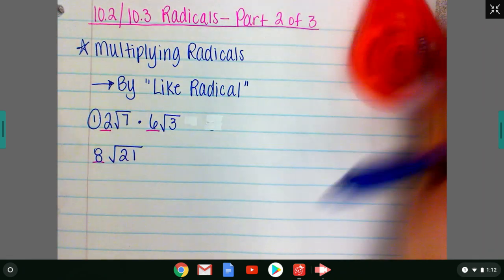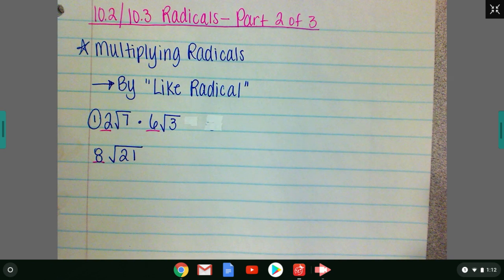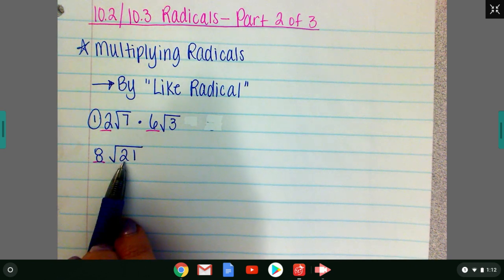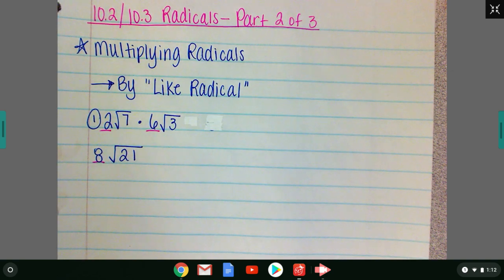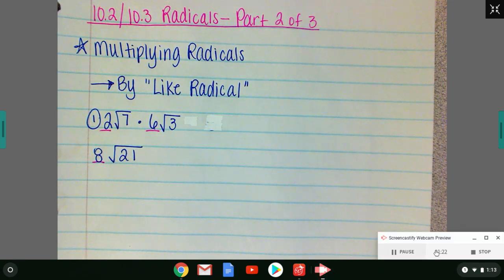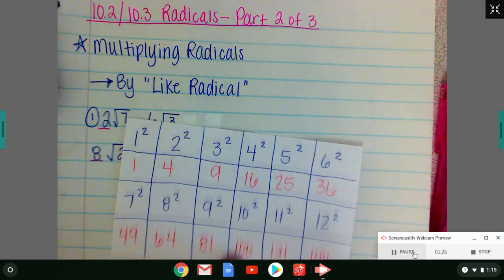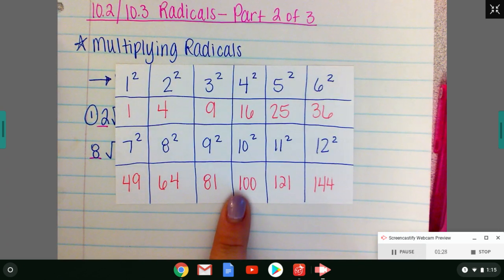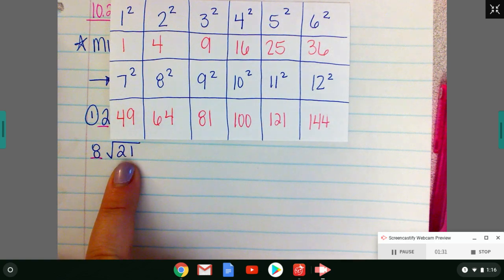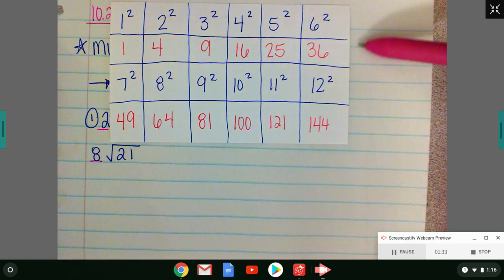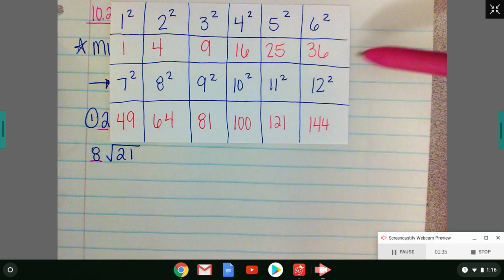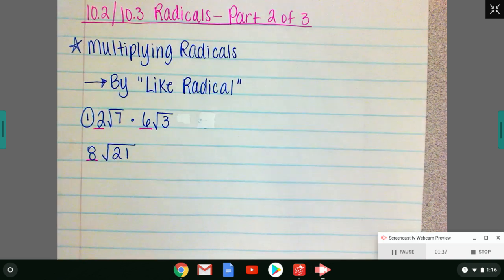And the last thing we want to do is make sure that our answer is simplified. So is there anything perfect that goes into 21? Hopefully we have our perfect list down, and let's have it at the ready for ourselves when we need it. All right, so we have this chart that we can use, all of our perfect squares. Again, we're looking for something that 21 goes into. The red ones are perfect squares, and none of these will go into 21. So it's all simplified there. So there's our answer.